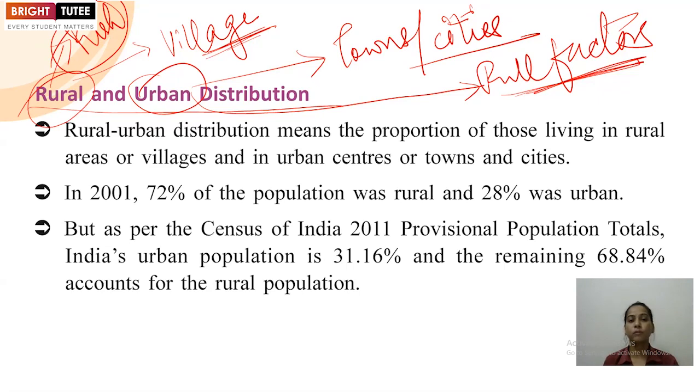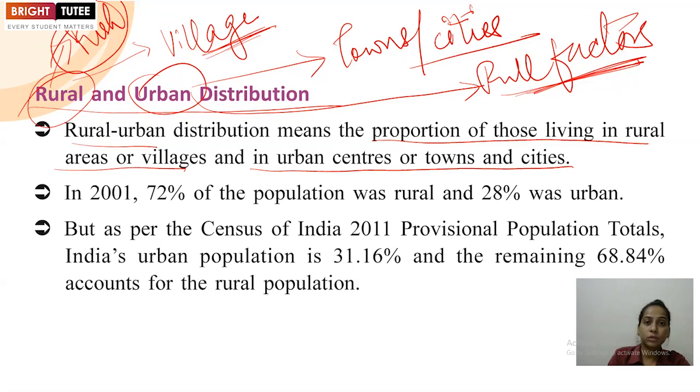Although still most of the population of the country is residing in rural areas or villages, we have seen that due to the passage of time, population started shifting to urban areas or the cities or towns. So we'll talk about that distribution only. Here rural and urban distribution means the proportion of those living in rural areas, mainly the villages, and in urban centers or towns and cities.